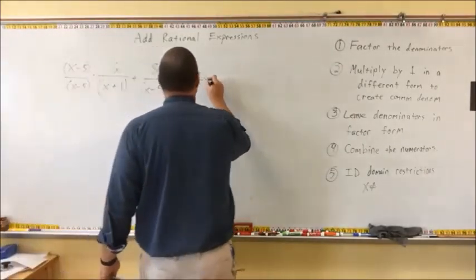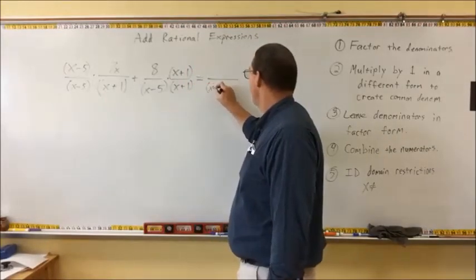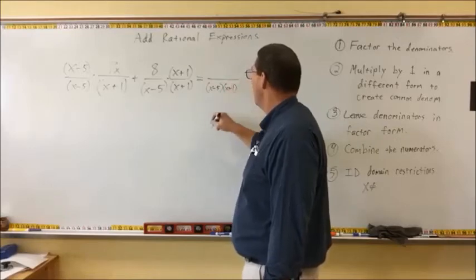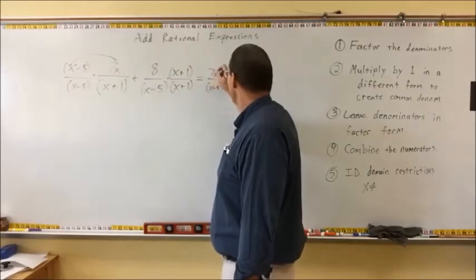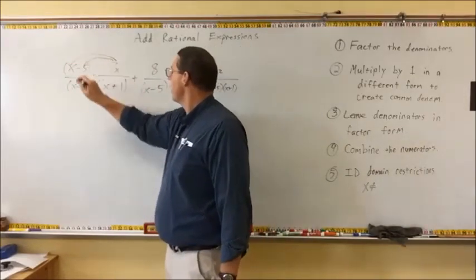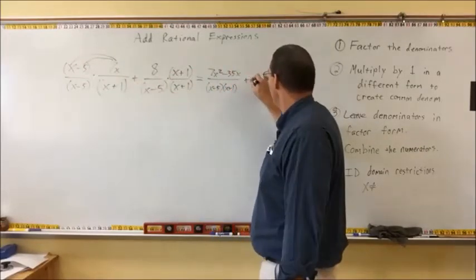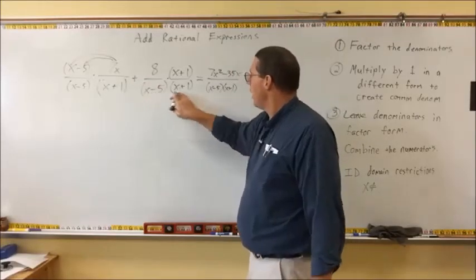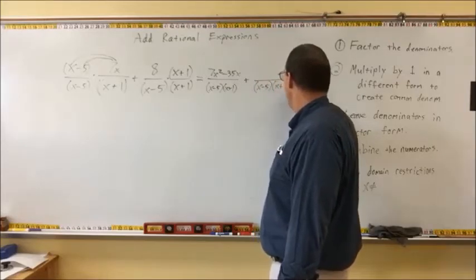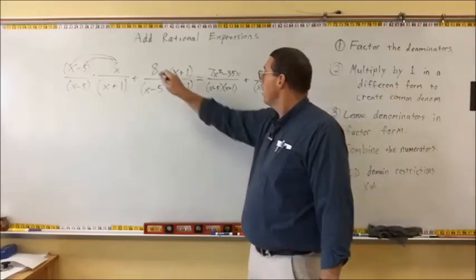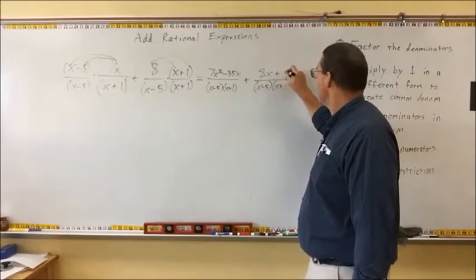Now this is going to result in this denominator being just x minus 5 times x plus 1. The numerator, though: 7x times x is 7x squared, and 7x times negative 5 is negative 35x, plus this one, again, x minus 5 and x plus 1. Numerator, 8 times x is 8x. 8 times 1 is plus 8.